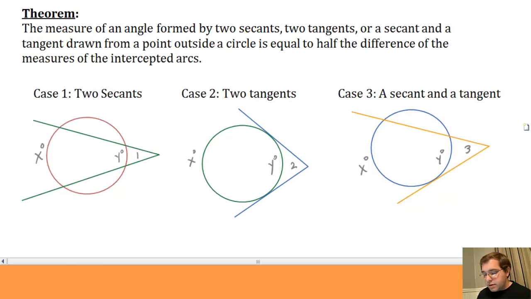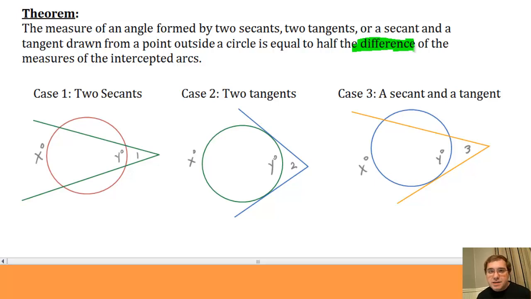Now here's another theorem that deals with other types of angles we could form with circles and chords and secants. The measure of an angle formed by two secants, two tangents, or a secant and a tangent, that are drawn from a point outside a circle is equal to half the difference of the measures of the intercepted arcs. For the two chords inside the circle, we get half the sum of the measures of the intercepted arcs. Here, when the vertex is outside the circle, we have half the difference of the measures of the intercepted arcs.